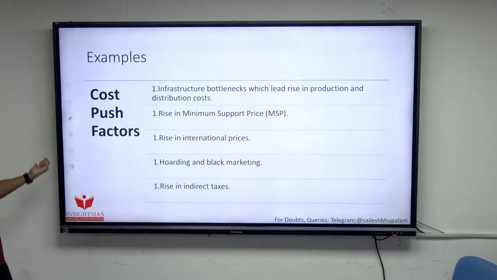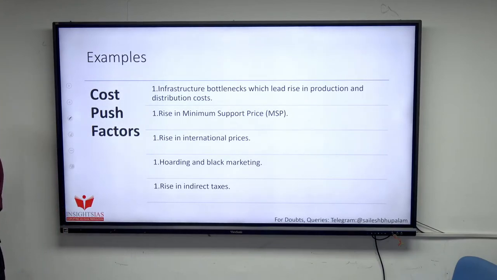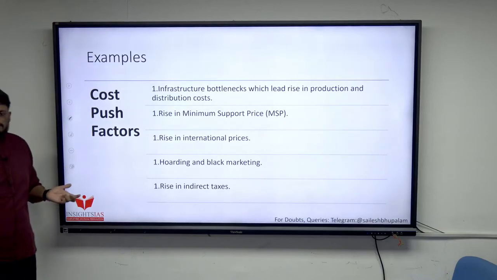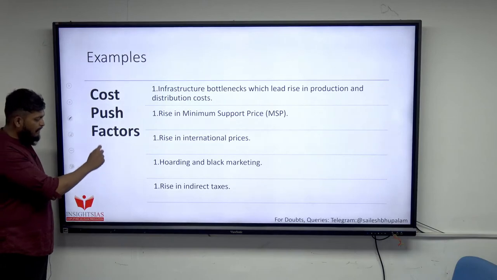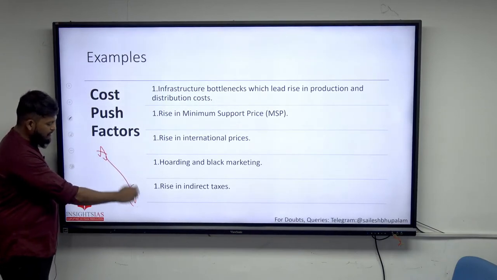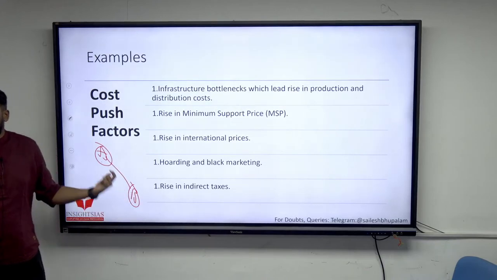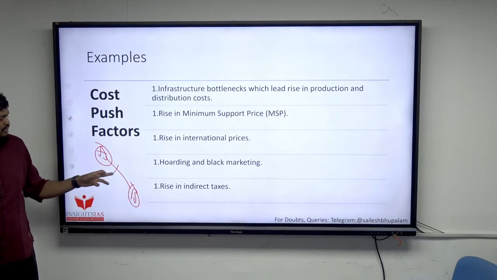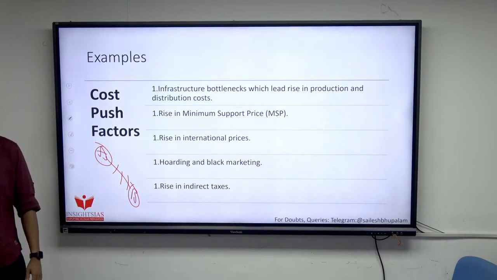Cost push factor. Infrastructure bottlenecks. Can anybody identify how it will create cost push inflation? Increase in transportation cost. Imagine from point A to point B, we need to transport. These carrots are produced 200 kilometers away. They should come to old Rajendra Nagar. How do they come? They will come through road. Imagine this road has 10,000 potholes in this 200 kilometers. They have to slow down 10,000 times. That means the fuel required will increase by maybe 30 liters of diesel.